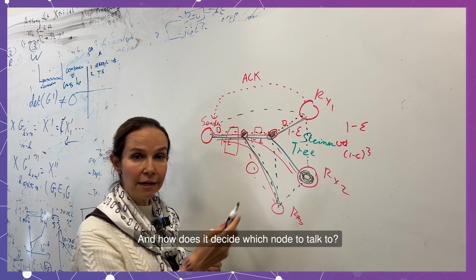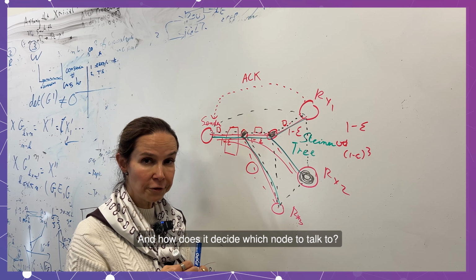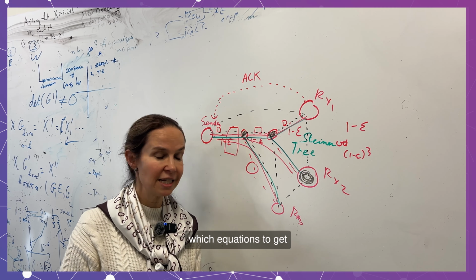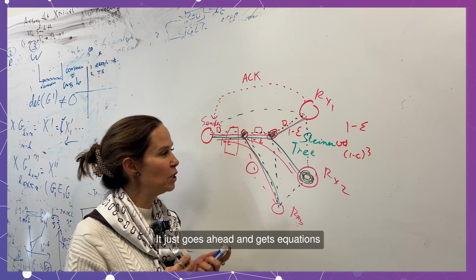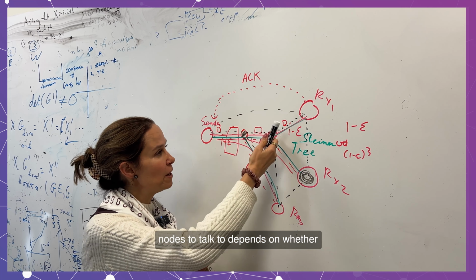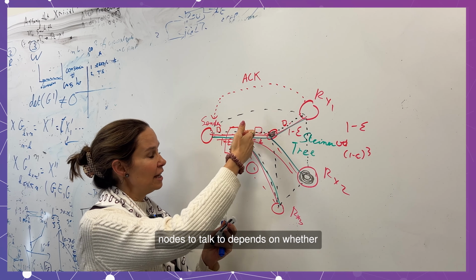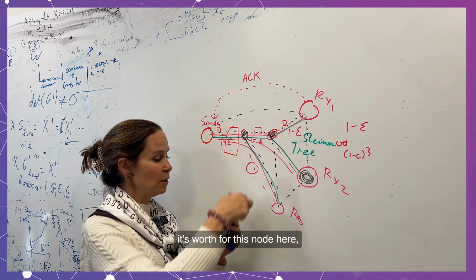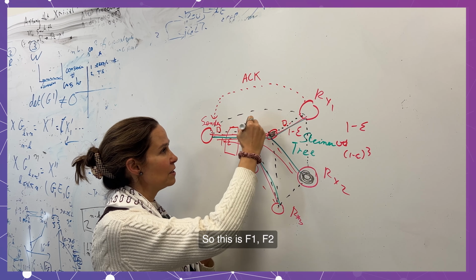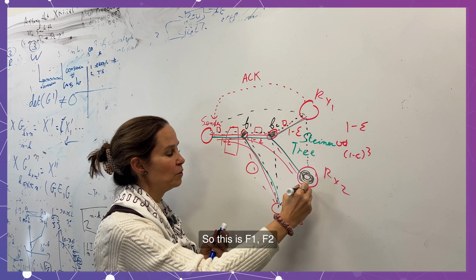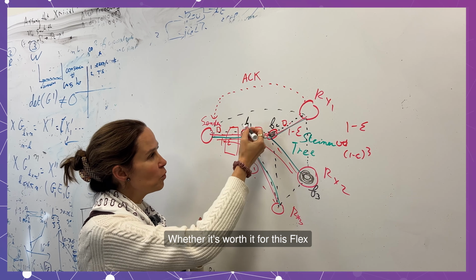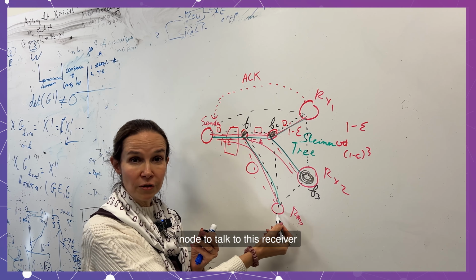And how does it decide which nodes it talks to? Well, first of all, the great thing is that it doesn't need to decide which equations to get. It just goes ahead and gets equations. And how it decides which nodes to talk to depends on whether it's worth it for this node here, which I'm going to call F for flex. So this is F1, F2, and this receiver is going to be F3, whether it's worth it for this flex node to talk to this receiver.